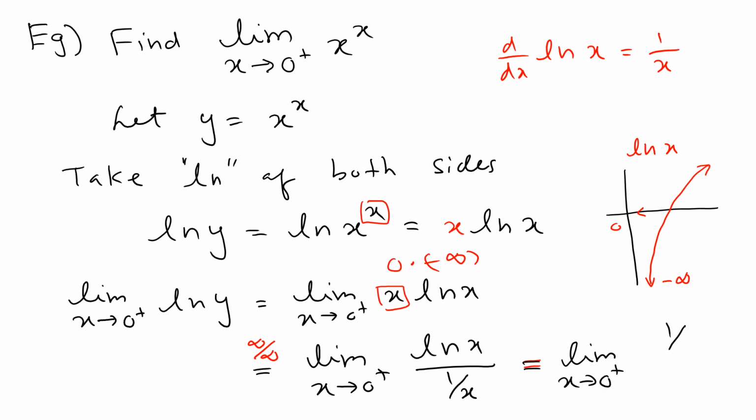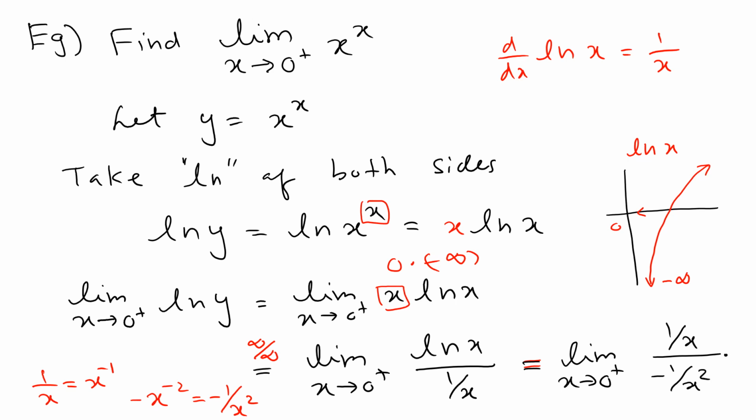The bottom is 1 over x, and you can write 1 over x as x to the negative 1. When you take the derivative, it's going to be negative x to the negative 2 using the power rule. Or you can write this as negative 1 over x squared if you want. So that's what happened when you take the derivative.